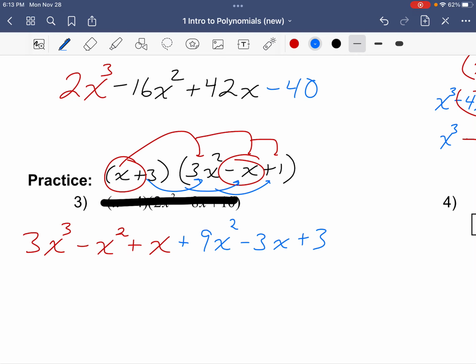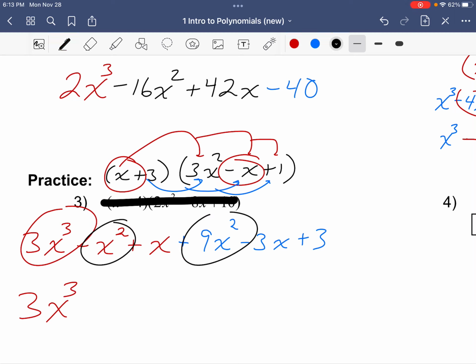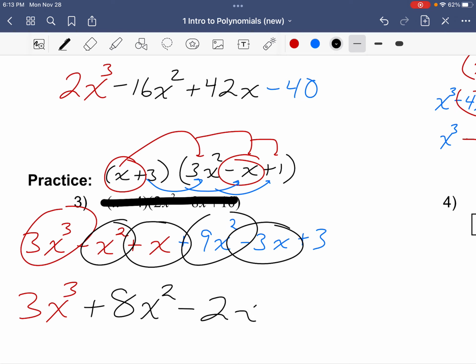It's time to add your like terms. There's nothing like 3x cubed. That's because there's no other exponents like it. But there is something like this x squared. There's a negative x squared and then a 9x squared. That should give you 8x squareds. There's also an x and a negative 3x. That'll give you negative 2x. Just add the 1x with the negative 3x. And then this plus 3 at the end. Nothing is like that, so we'll just bring that down.